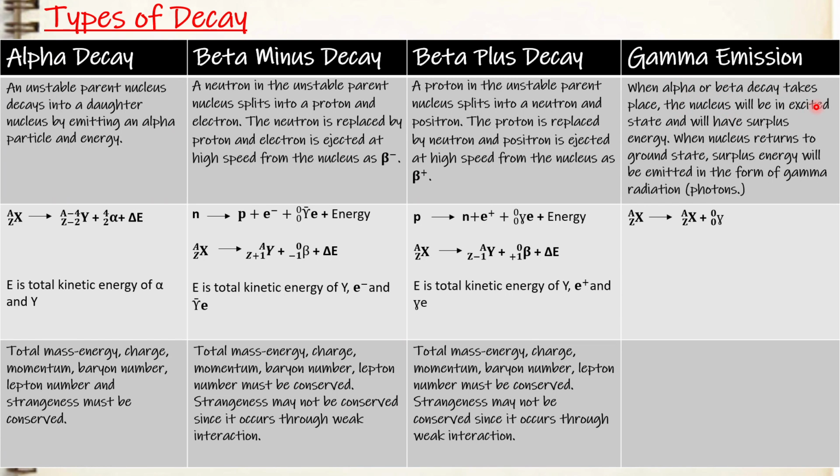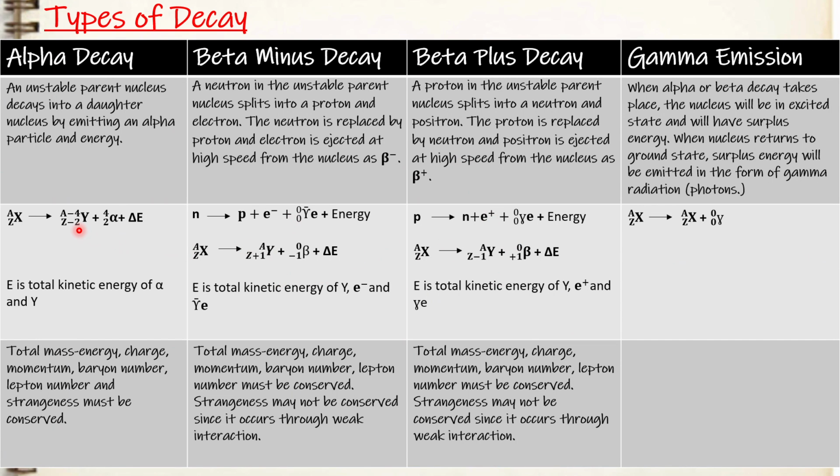When alpha or beta decay takes place, the nucleus will be in an excited state and will have surplus energy. When the nucleus returns to the ground state, the surplus energy will be emitted in the form of gamma photons. Now, these are the general equations of these decays.